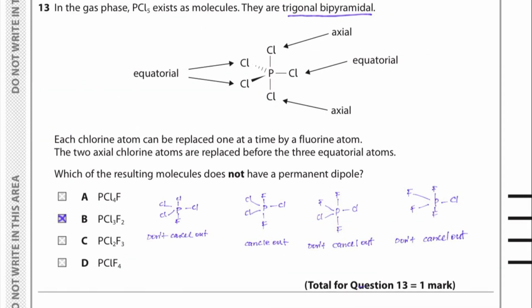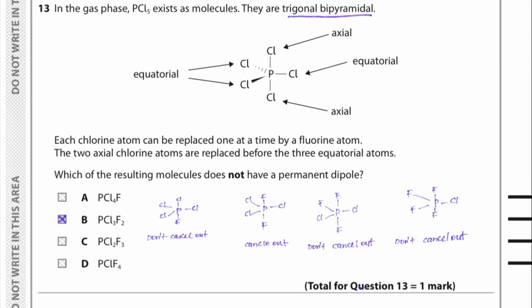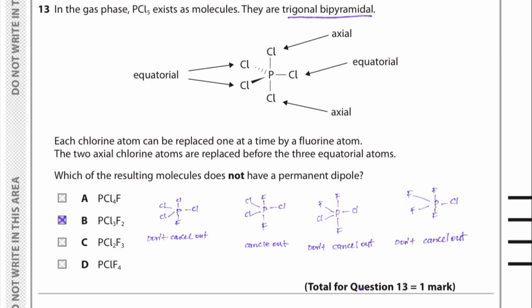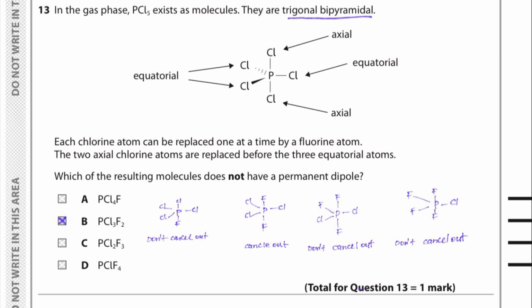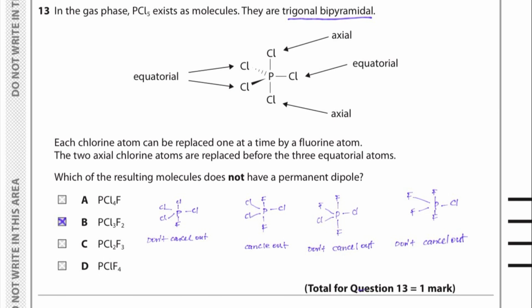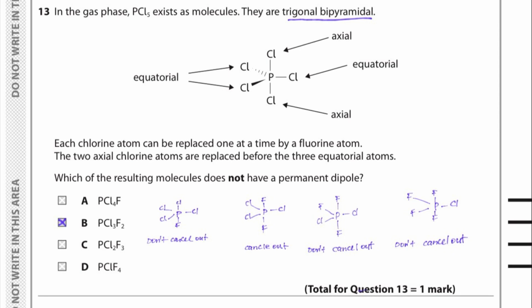Question 13. In the gas phase, phosphorus pentachloride exists as molecules. They are trigonal bipyramidal. The structure is shown here. Each chlorine atom can be replaced one at a time by a fluorine atom. The two axial chlorine atoms are replaced before the three equatorial atoms. Which of the resulting molecules does not have a permanent dipole?